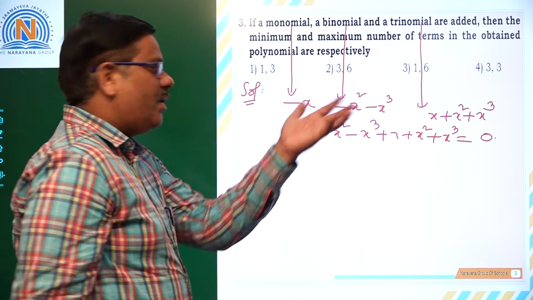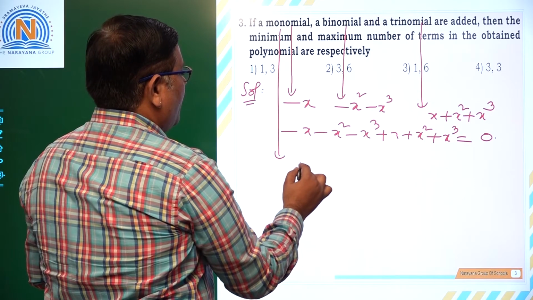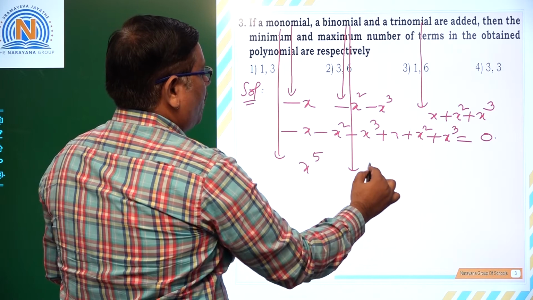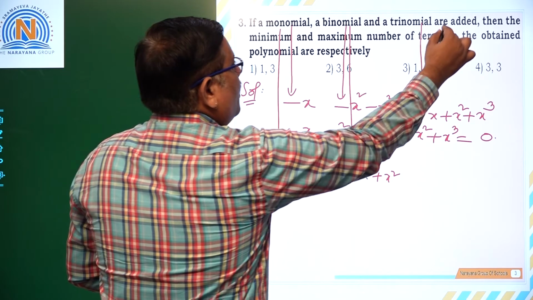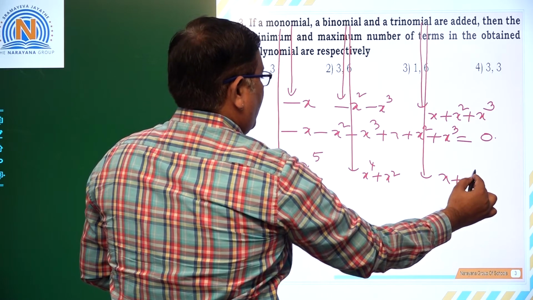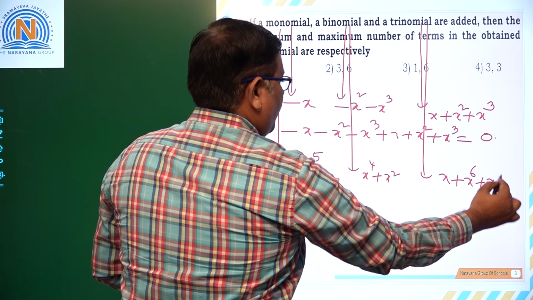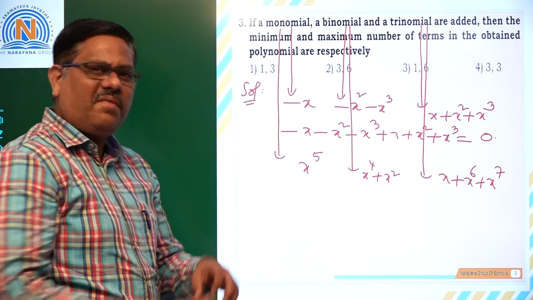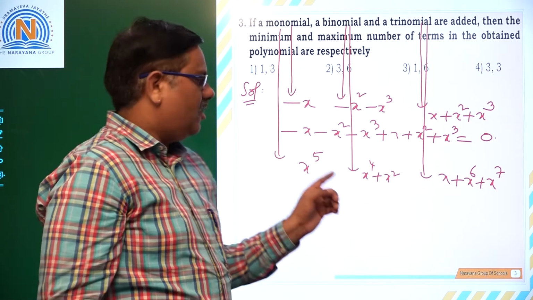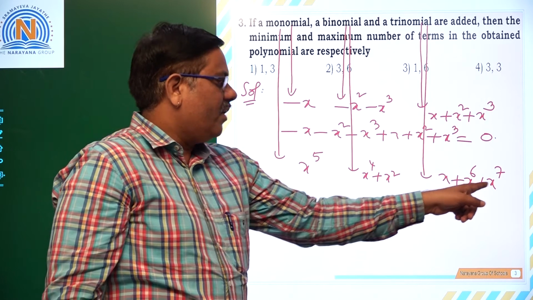What is the maximum number? Suppose the monomial is something like x power 5, the binomial is x power 4 plus x square, and the trinomial is something like x plus x power 5 or x power 6 plus some x power 7. Different powers, different signs. If I add all these up, how many terms are there? 1, 2, 3, 4, 5, 6.